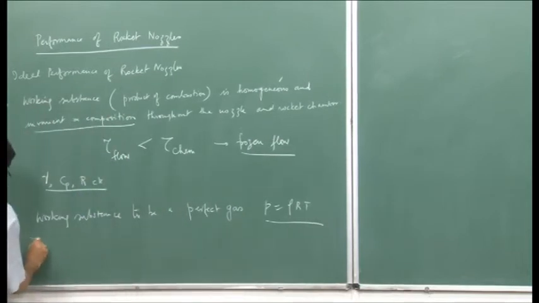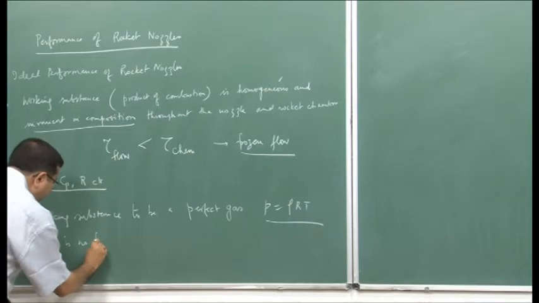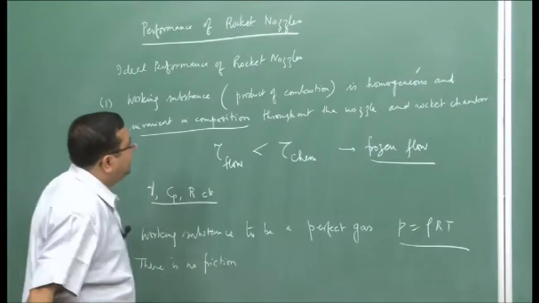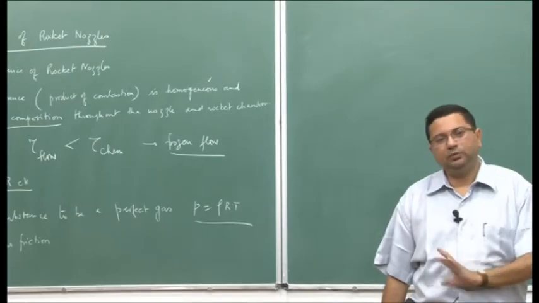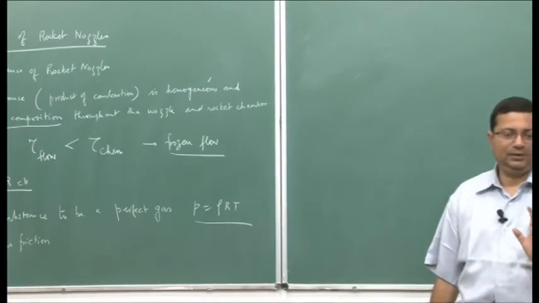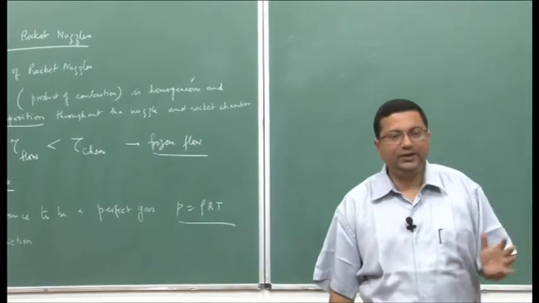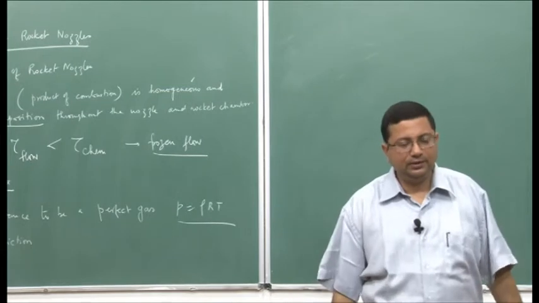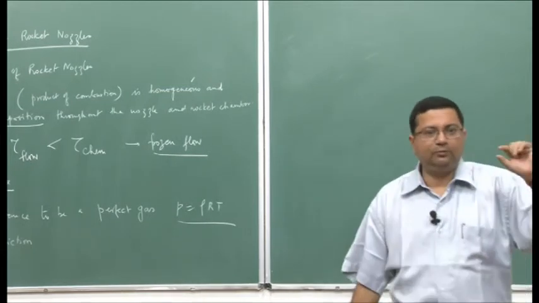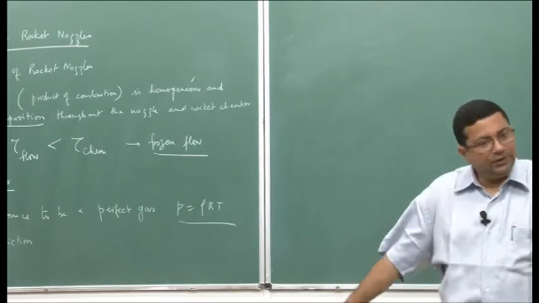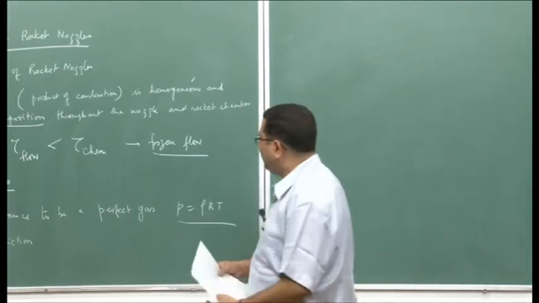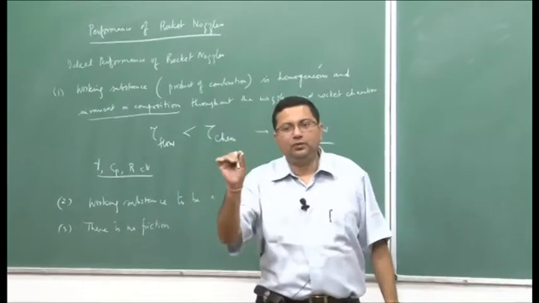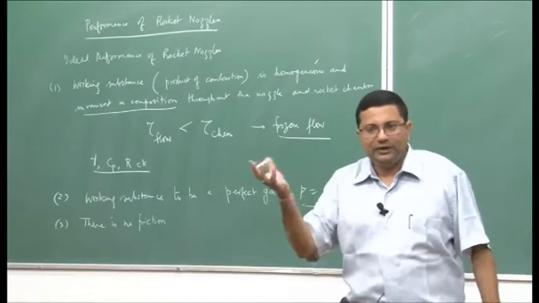Third, there is no friction. Now, when the flow goes through the nozzle, there is going to be a boundary layer. In the boundary layer, there is going to be some friction, but the flow is going at a really high speed and we have a diverging passage. If I look at the total extent of boundary layer, it is quite thin compared to the full flow passage. The velocities are so high that the boundary layer is limited to a very thin zone at the wall, and that is where the friction is occurring.